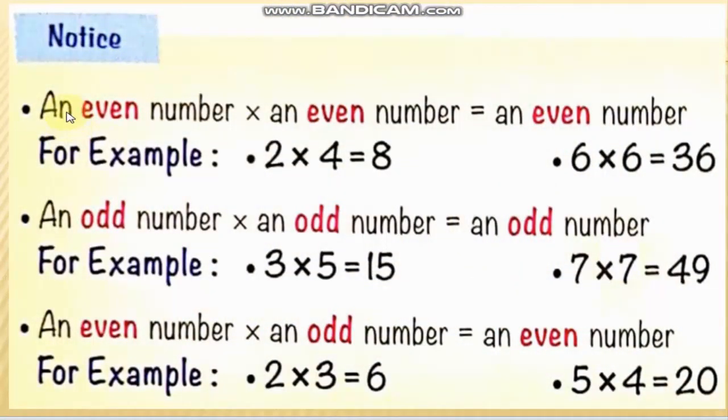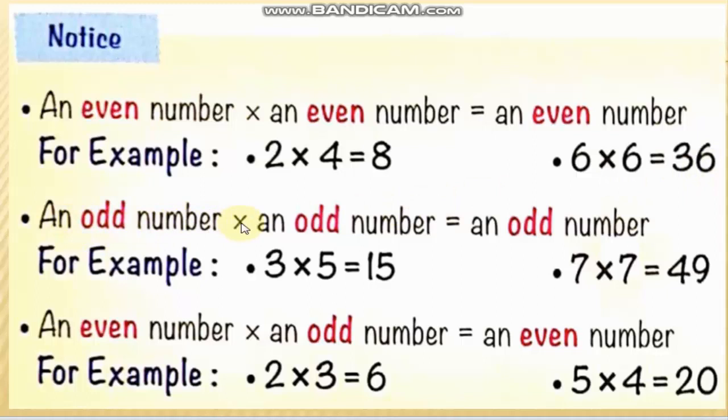Note, an even number times an even number equals an even number. For example, 2, which is an even number, times 4. 4 here is an even number. 2 times 4 equals 8, and number 8 here is an even number. Another example, 6 times 6. 6 here is an even number and 6 here is an even number. 6 times 6 equals 36. 36 here is an even number.